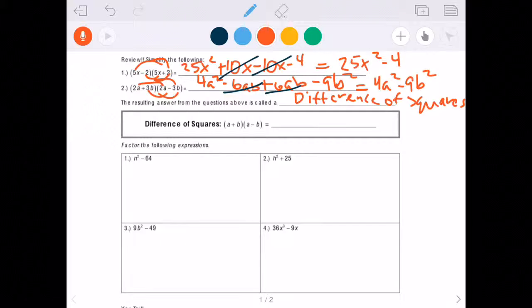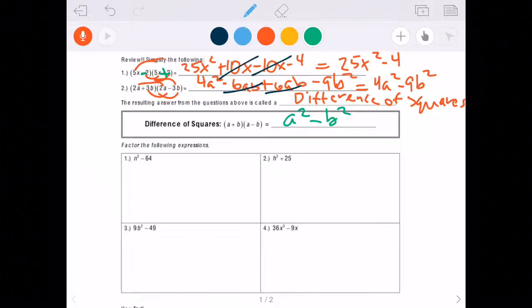If we look at those two problems, you should be able to notice that first of all, we have opposite signs. We have minus and then plus, minus 2 plus 2. In the second problem, we have plus 3b minus 3b. In order for that middle term to cancel, we need to have opposite signs. As you can tell from above, that's a squared minus b squared.